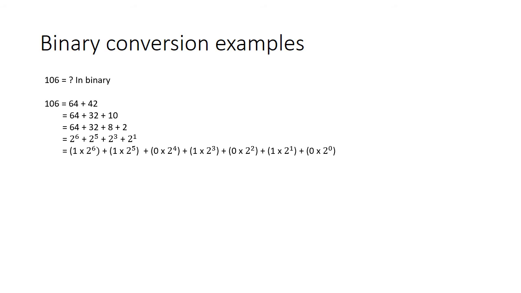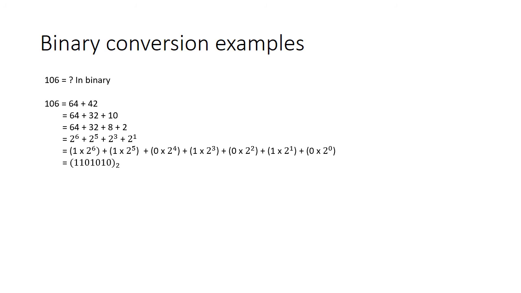So I'm not just including the ones that are explicitly in the sum, 2 to the 6th, 2 to the 5th, 2 to the 3rd, and 2 to the 1st, but I'm also including 2 to the 4th. Of course, that term isn't in the sum, so I say it's 0 times 2 to the 4th. And then 2 to the 2nd. That also is not in the sum, so it's 0 times 2 to the 2nd. Okay? And 0 times 2 to the 0th, right? So then if we look at this and notice what is multiplied by each of the powers, we can use that as the digit. 1, 1, 0, 1, 0, 1, 0.